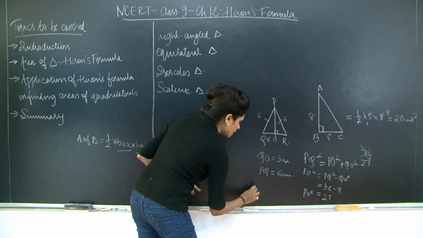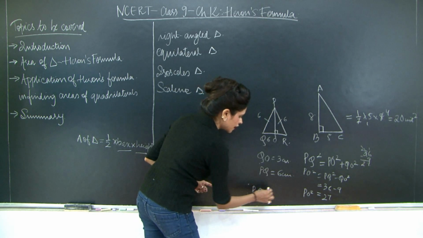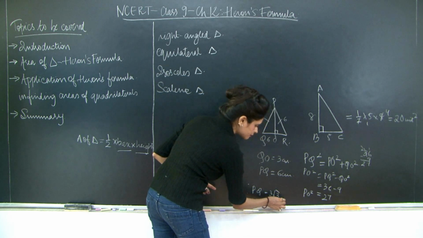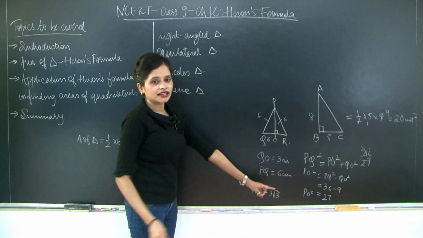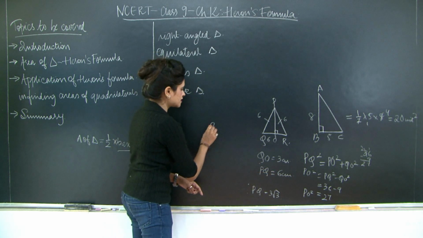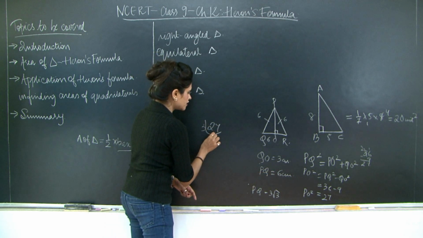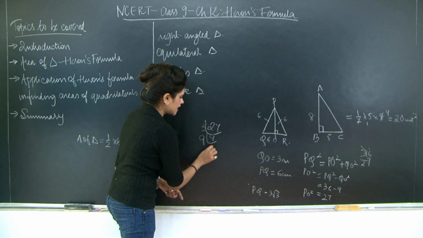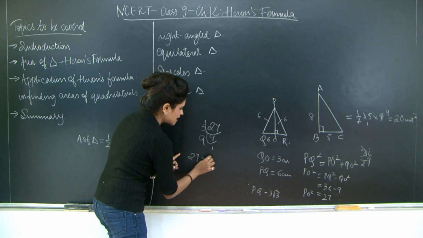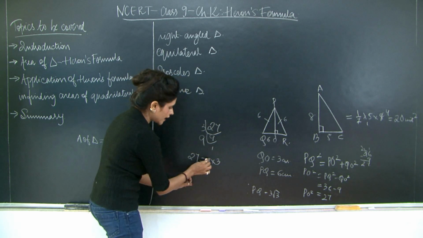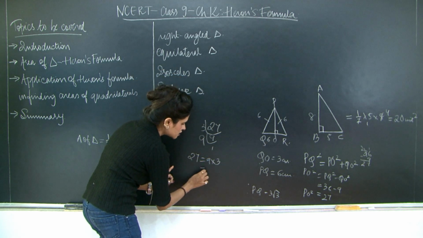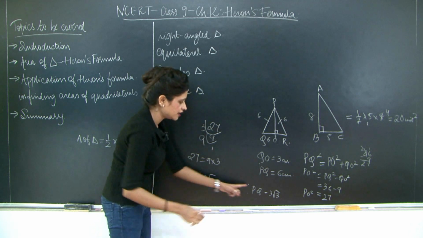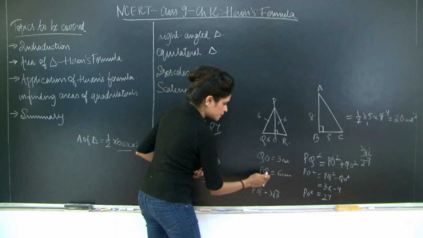Therefore, PO will be what? It will be under root of 27, which is 3 root 3, right? How did I find the under root of 27? So if this is 27 out here, 3 9s are 27 and 9 1s are 9. So 27 can be written as 9 into 3. Now the square root of 9 is what? 3, and the square root of 3 is root 3. So 3 root 3 is PO.